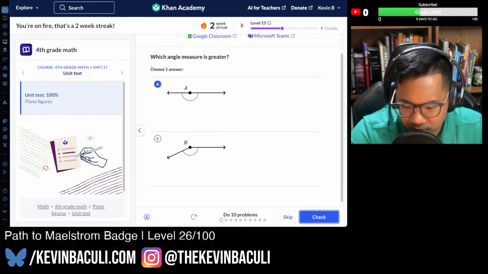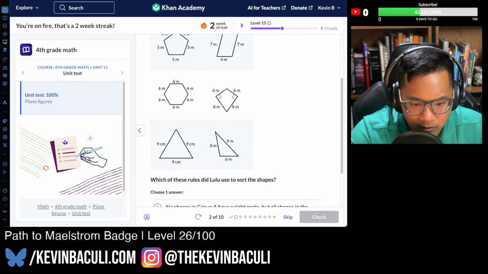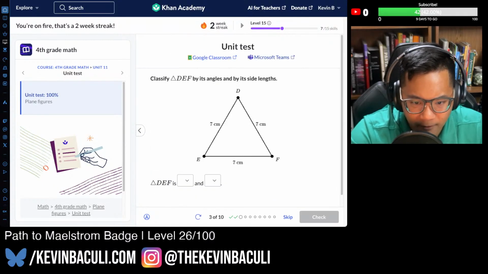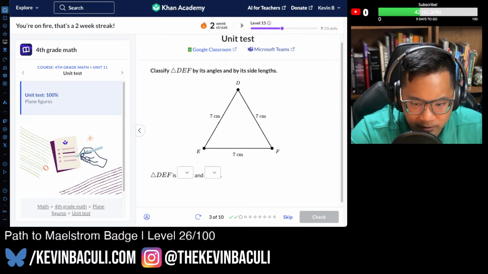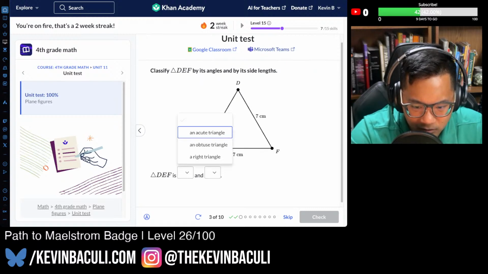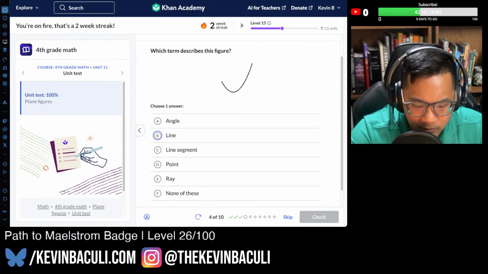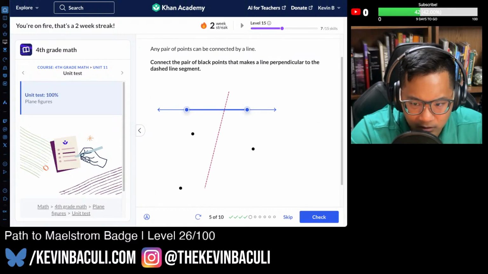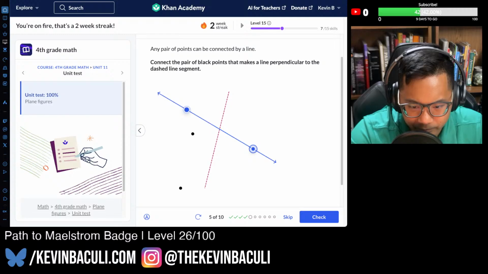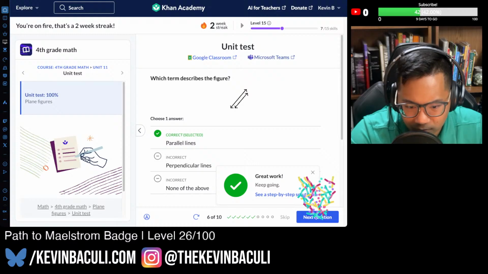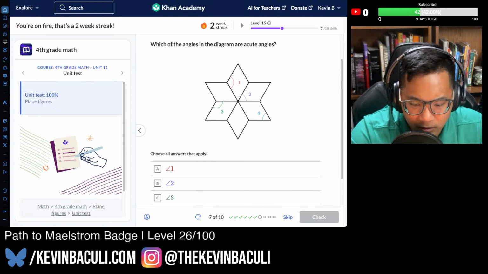Which angle is greater? Oh, shift equilateral. Specify triangle DEF by its angles. DEF is an acute triangle and equilateral triangle. It's parabola. It's a line. It's none of these. Perpendicular. Parallel lines. Arc 2 and 4.